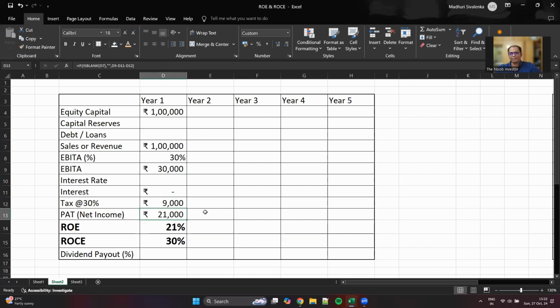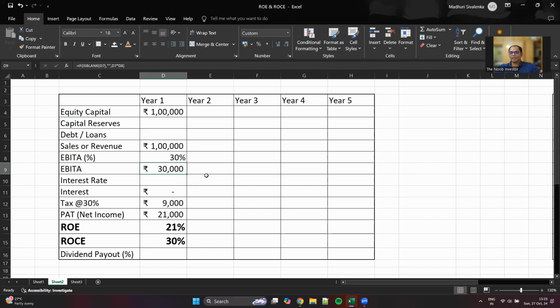And which gives me a net income of 21,000 rupees. So I put 1 lakh and I'm getting 21,000 in the first year itself. So what is ROE? ROE is basically this net income divided by how much capital you have put, which is equity capital. So 21%. Why is ROCE much higher?